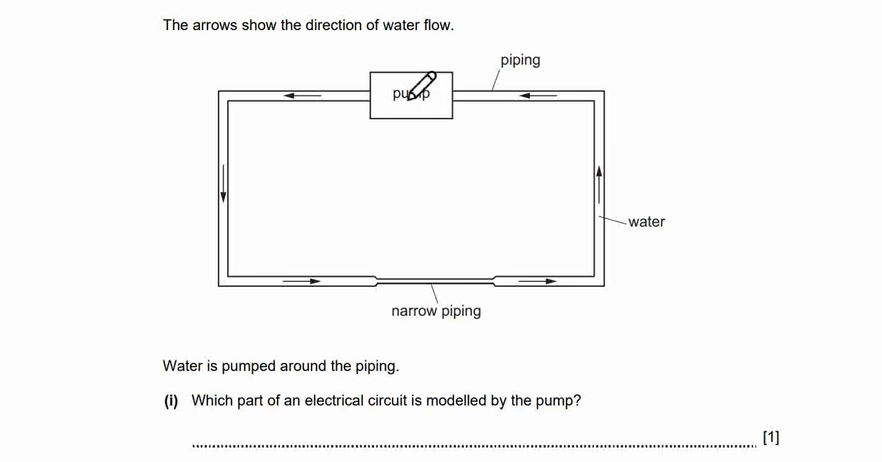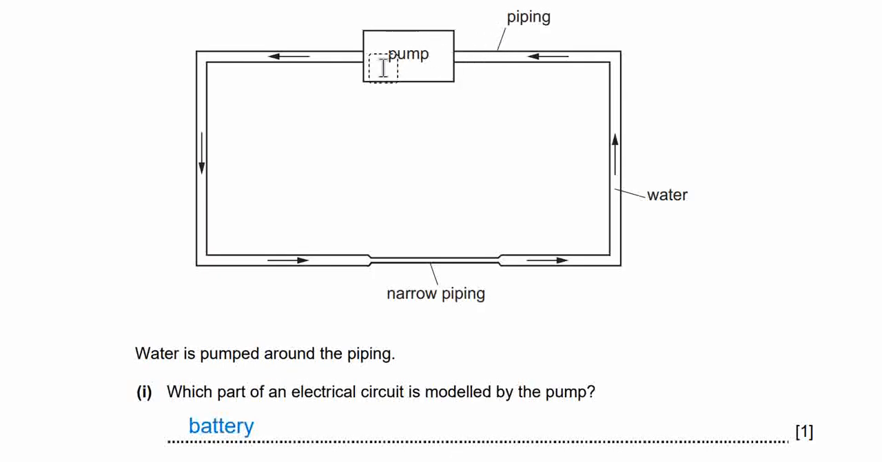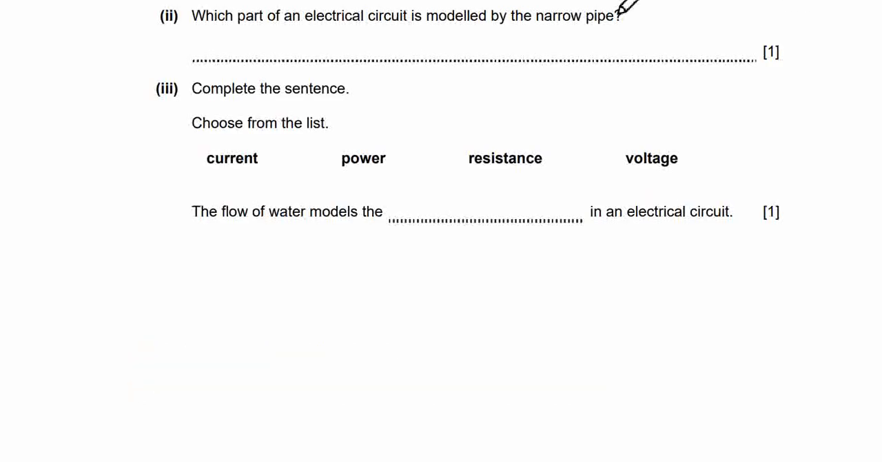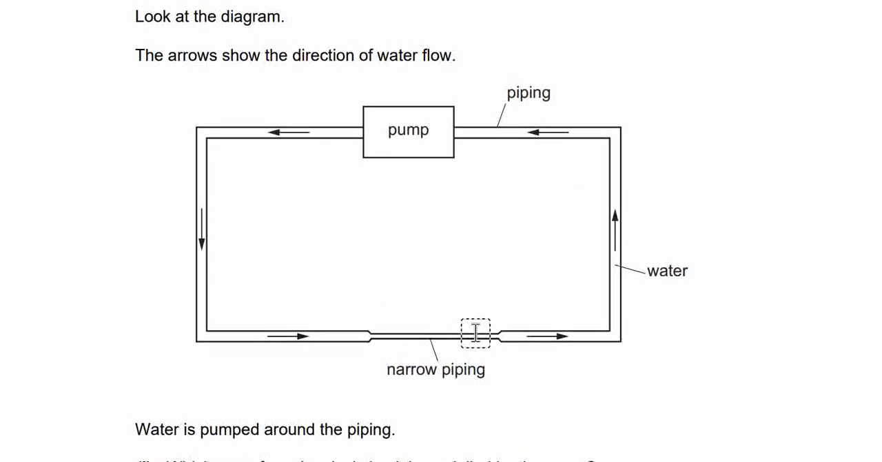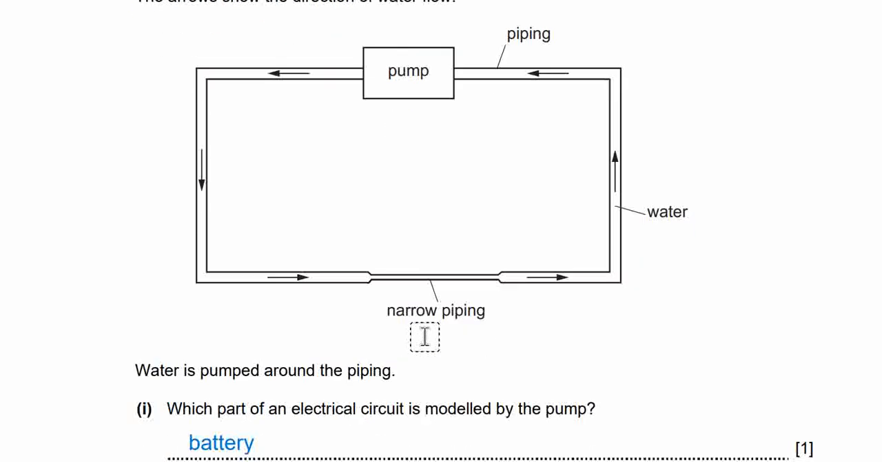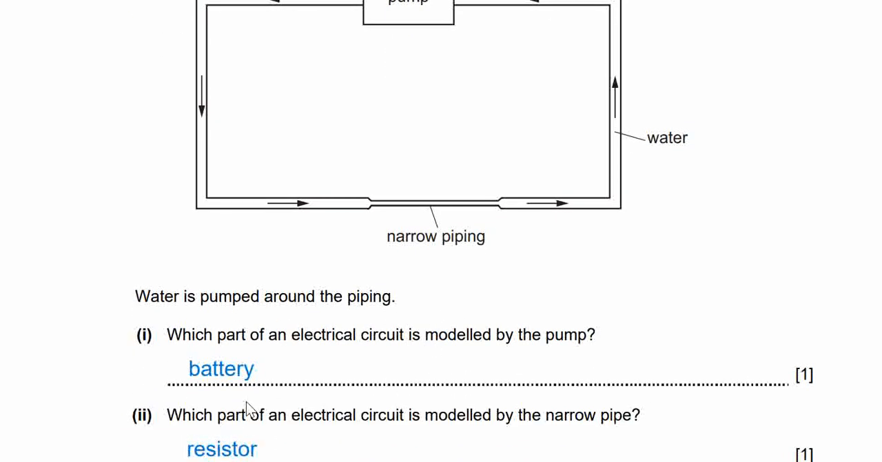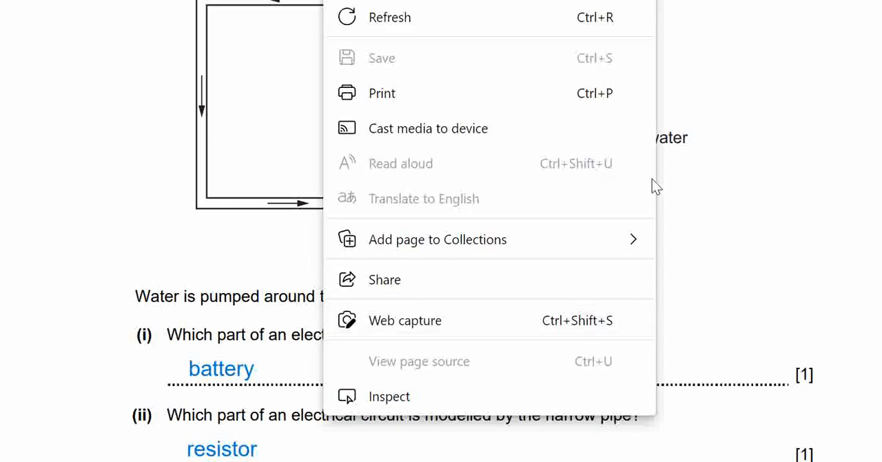The pump is the one that gives pressure and all the water will flow through the circuit. And here the pump acts like a battery that moves the water and moves the current all over the circuit. Next, which part of an electrical circuit is modeled by narrow pipe? Well, we see the narrow pipe, it means less water flow, it means less current flow. Less current flow is due to a resistance, so we check on a resistor, and that will be the answer for part 2.